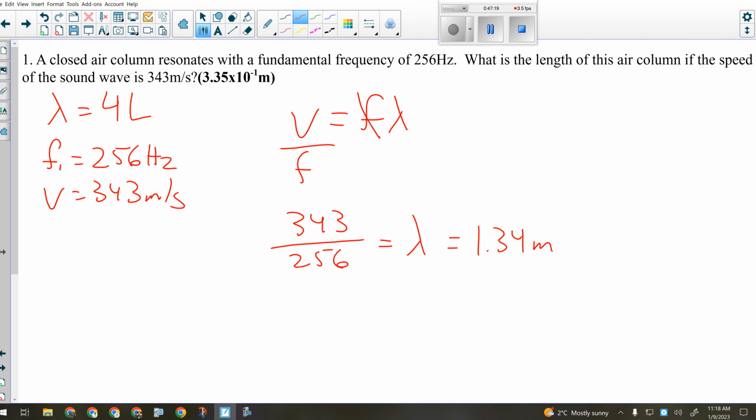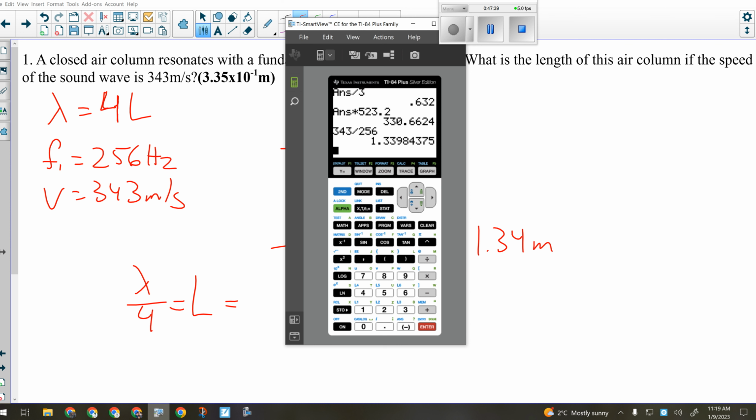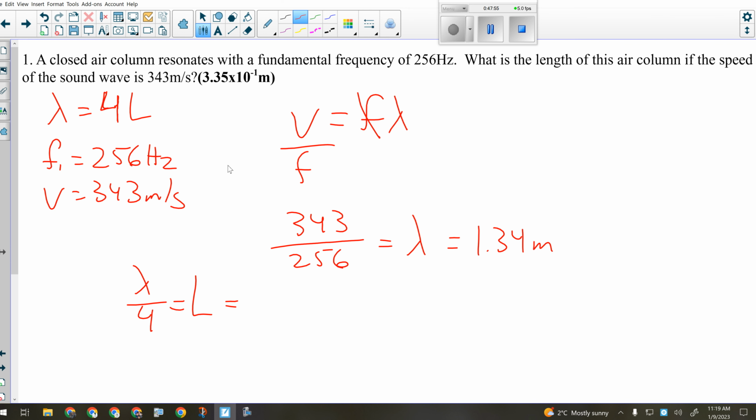That is my wavelength. Now I can plug that into this formula to get my length by dividing lambda by 4. I'm just going to move the 4 over, so lambda over 4 equals L. So 0.335 meters would be the length of that column of air, which is very close to the one we were using. No, sorry, half. It was half the one. Does that make sense?